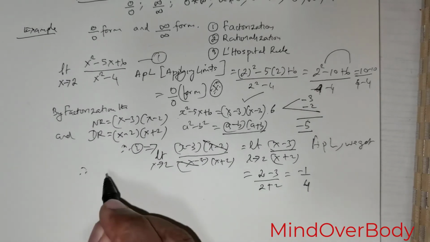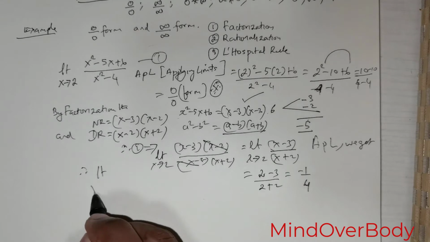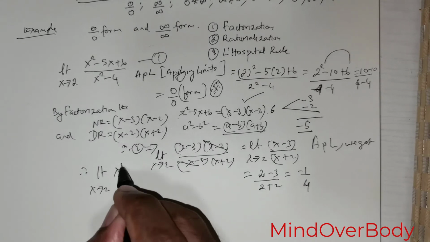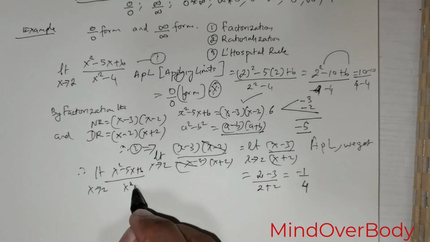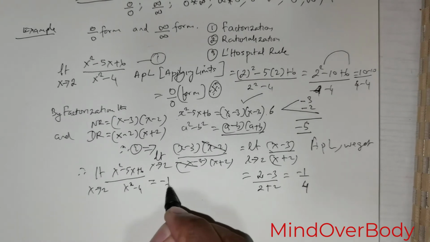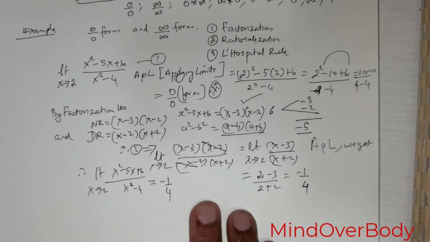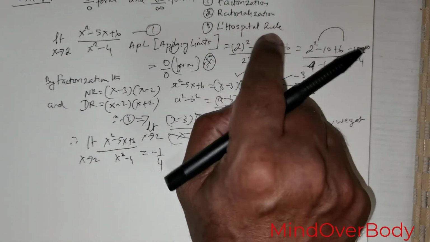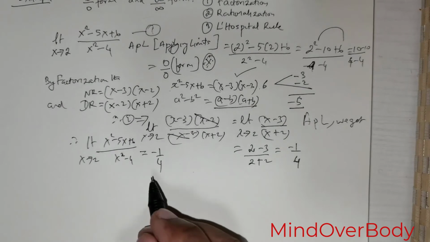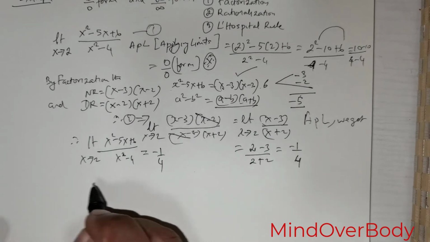So you can sum up the solution. Therefore limit x tending to 2 of x squared minus 5x plus 6 divided by x squared minus 4 is equal to negative 1 over 4. So this is the value. Now we can do the same thing by L'Hopital's rule. So what is L'Hopital's rule? So I'm going to show that to you.